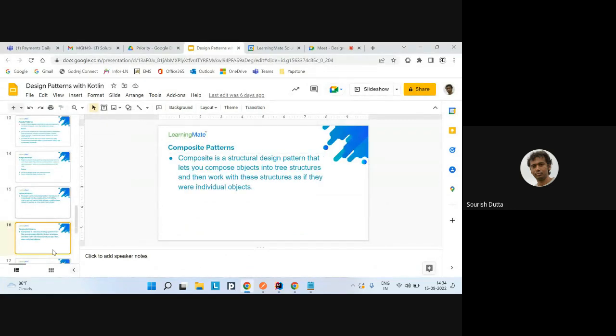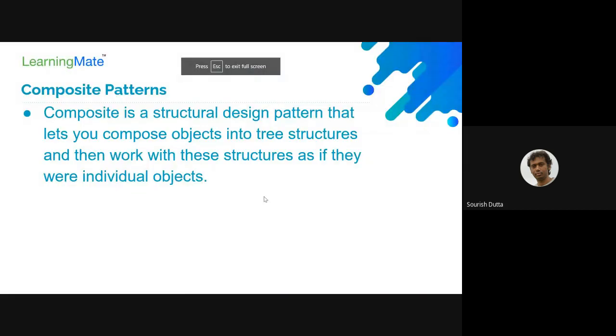So this is known as your composite pattern. Okay. So what is the composite pattern? You know the composite concept, right? This is basically where multiple objects are created together, okay, and they work together as a kind of tree structure, but they work with this structure as if they are an individual object. What do you mean by that?